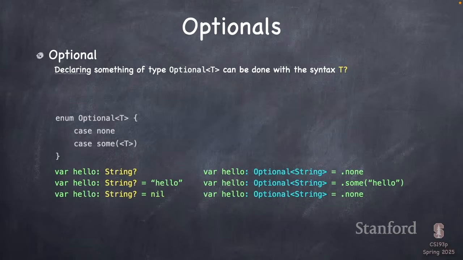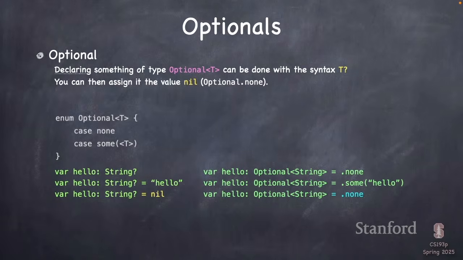That's optional string. On the right-hand side, you can see what it would look like without the syntactic sugar. We don't do it that way. You can assign values in the following way. There's a special keyword nil. If you set an optional string to nil, it means the none case. And that is exactly the same as saying dot none. It wouldn't even be wrong to say hello string question mark equals dot none. That would work, because that's what's going on.